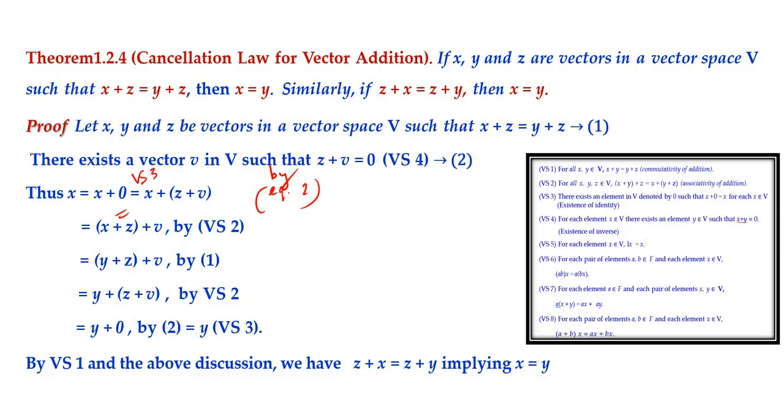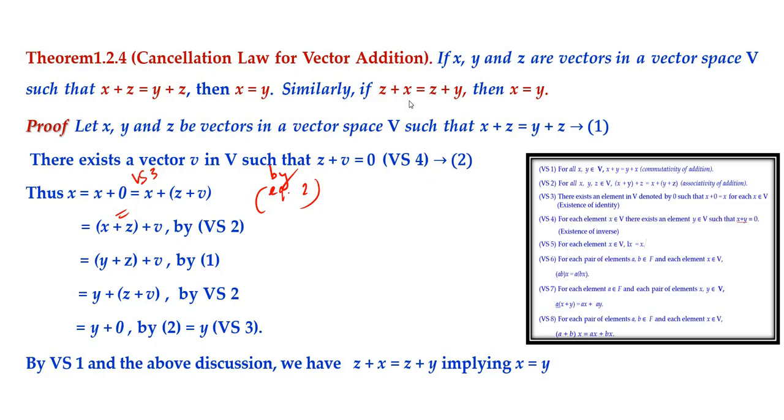So next by Vs2, that is associativity. Using associativity, you can change the bracket. So you have this, and x plus z is equal to y plus z, that's by 1. That is by 1. So you have this. Again, associativity, Vs2 is used. So you have this, and z plus v is 0 by 2. That is by second equation you have this. And y plus 0 is y, that is by Vs3. So you have x to be equal to y using the given condition.